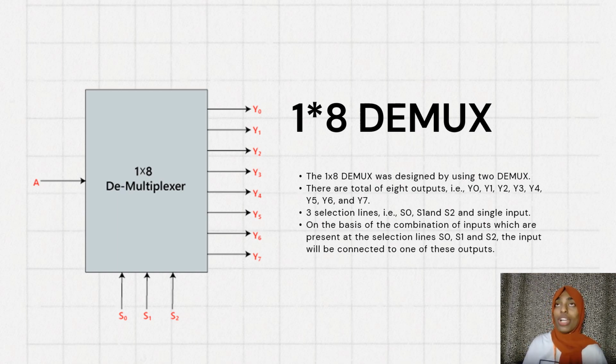As I have told you, it accepts only a single input and produces multiple outputs based on the number of selection lines. So this is the main motto in demultiplexers we can mention. On the basis of the combination of inputs present at the selection lines S0, S1, and S2, the input will be connected to one of these outputs.